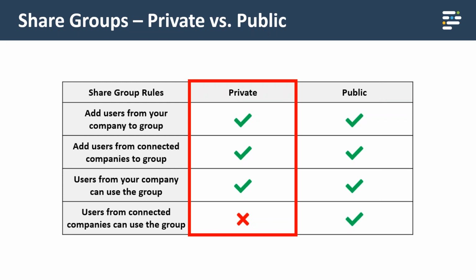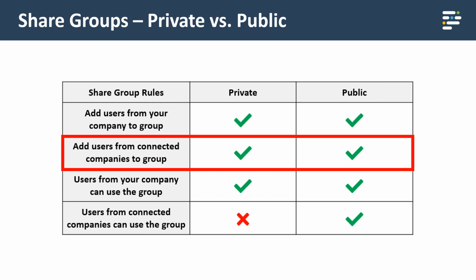One key clarification: adding users from other companies to a share group doesn't matter if it is a public or private share group. If I'm ABC Construction, connected to some Mighty Engineering company, for example, I can include users from Mighty Engineering in my share group even though it's private. It's just that Mighty Engineering will not be able to use that share group that I created if it's private. If I open that up to public, now they'll be able to use that as well.